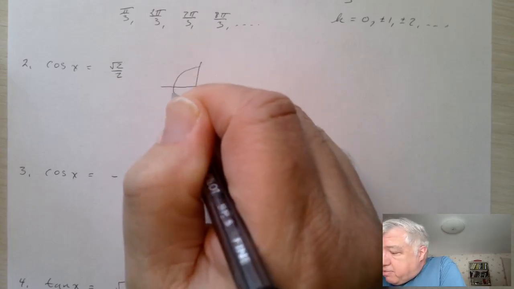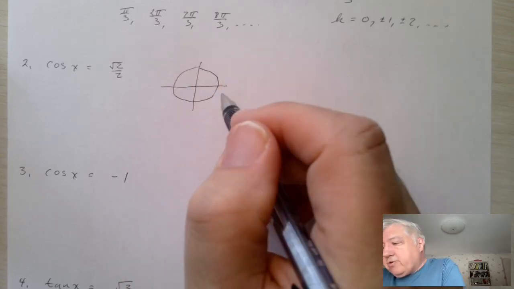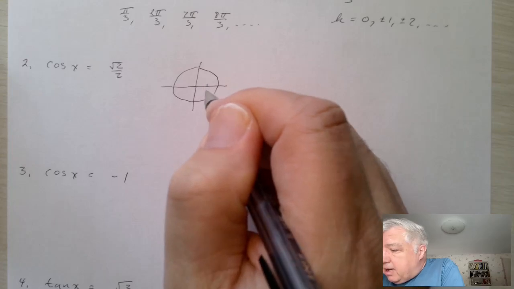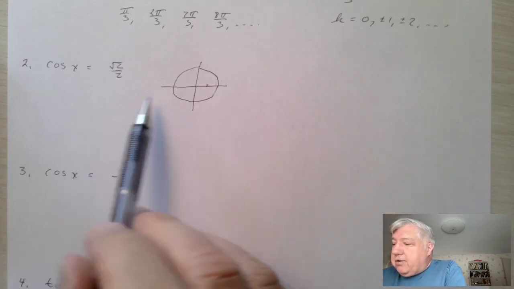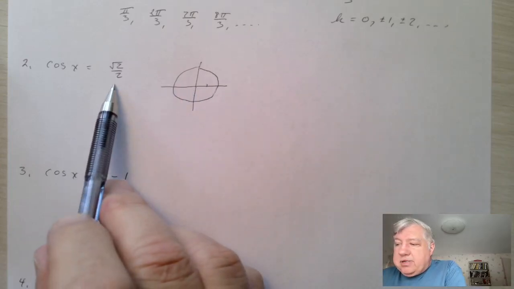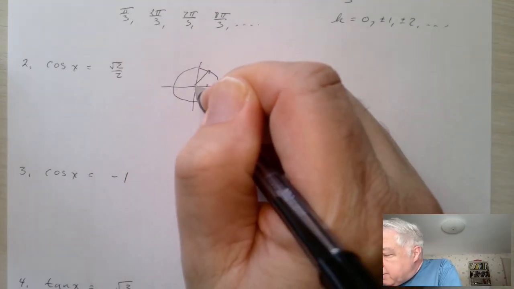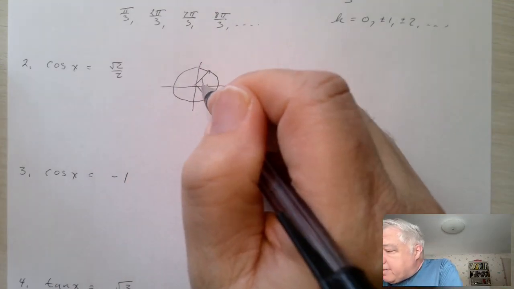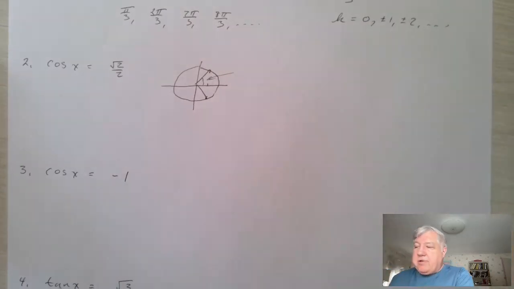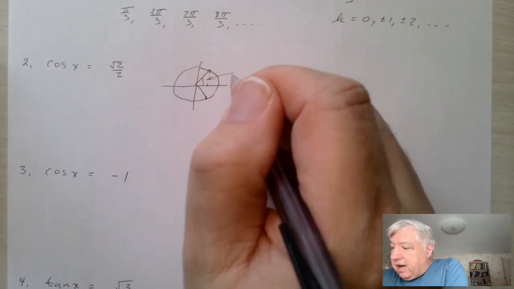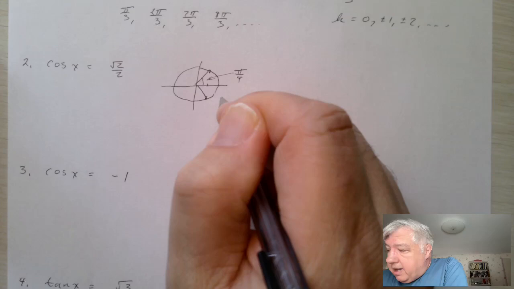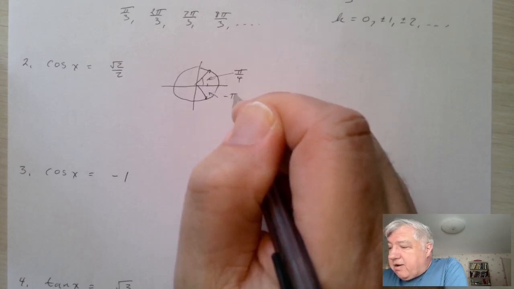Again, if you haven't memorized this, well, first of all, you might want to do that. Here we want the points on the circle where the x-coordinate is square root 2 over 2, and that's here and here. We get two angles. And in fact, if you memorize this, it's a 45-degree angle, or pi over 4. And of course, then this angle would be minus pi over 4.